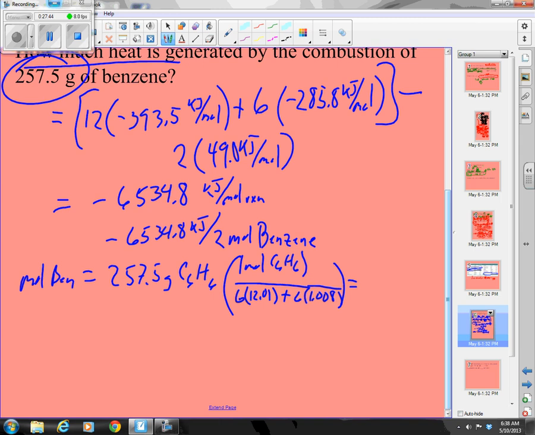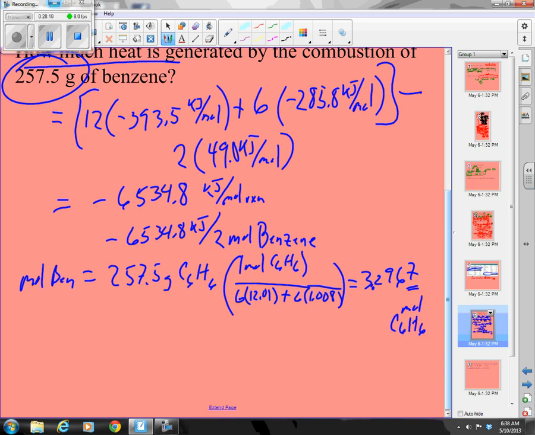Divided by the quantity 6 times 12.01 plus 6 times 1.008, which is 78.01, and I get roughly 3.2967 moles of benzene, C6H6.